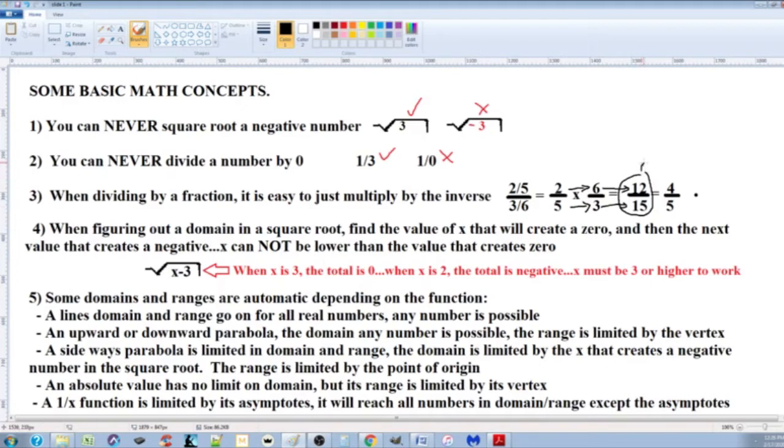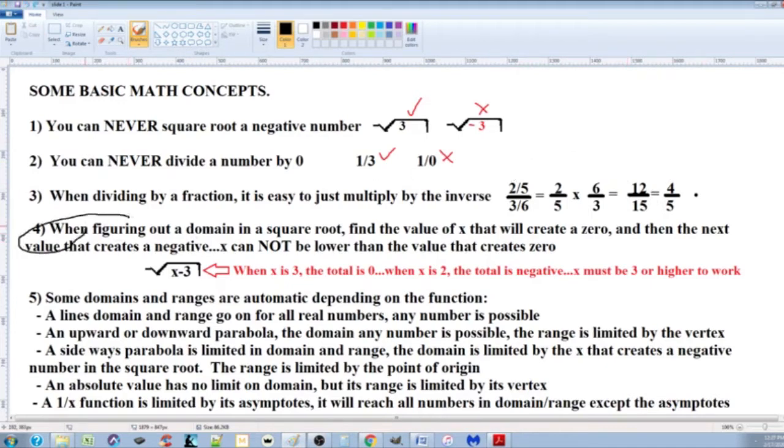But the next step is you always must simplify your fractions. 12 can be divided by 3 and 15 can be divided by 3. So when we simplify both of these by dividing them by 3, we get 4 over 5, and that's your answer. So we've learned that 2/5 divided by 3/6 is 4 over 5. This will actually be important at some point in functions.